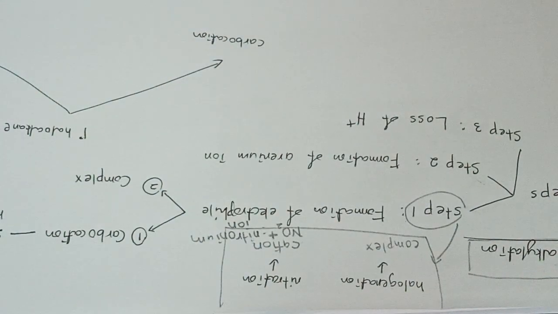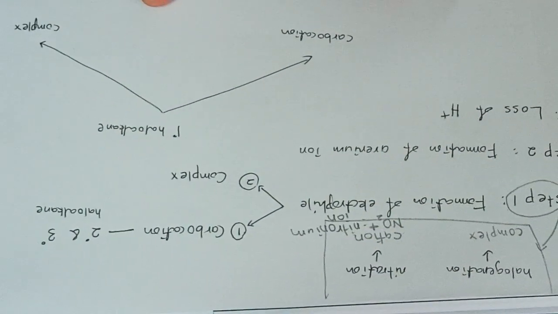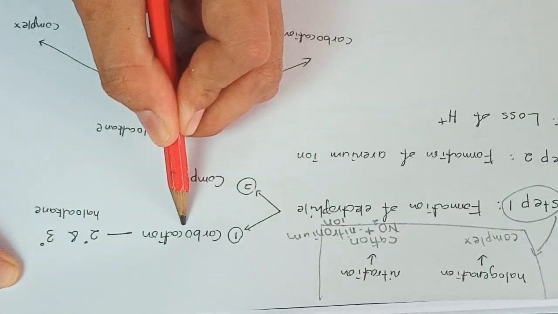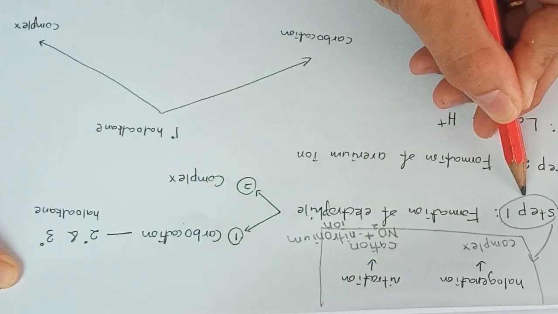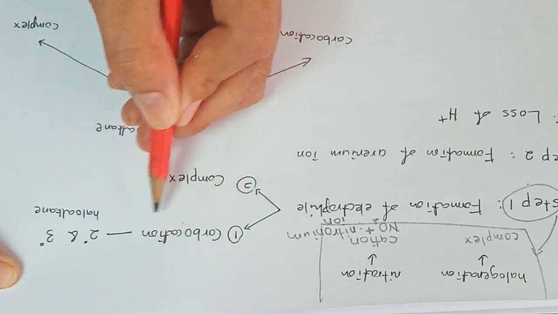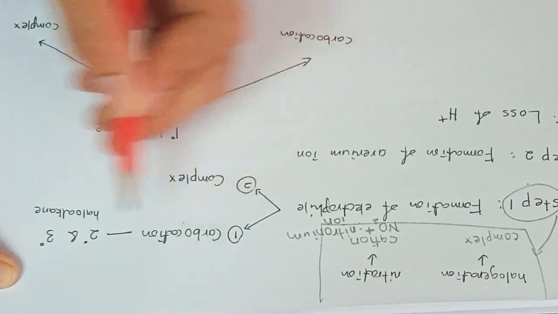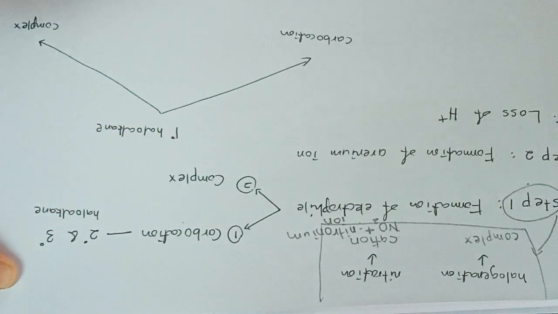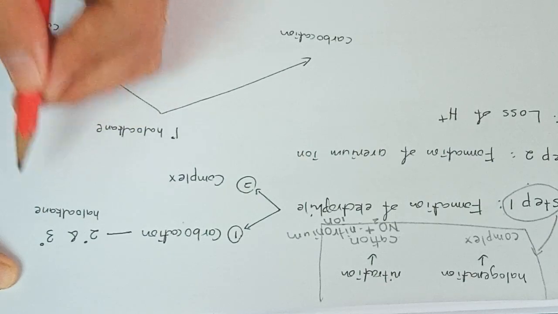Right, in the form of complex, we have both. So, when will we produce carbocation, and when will we form the complex? Okay, so the answer is here. We will form carbocation in the first step, which is the formation of electrophile in the form of carbocation, if we have secondary and tertiary haloalkane.